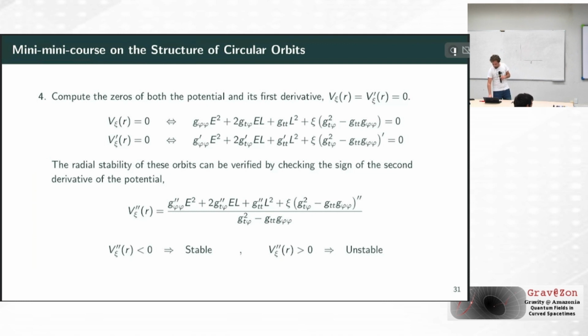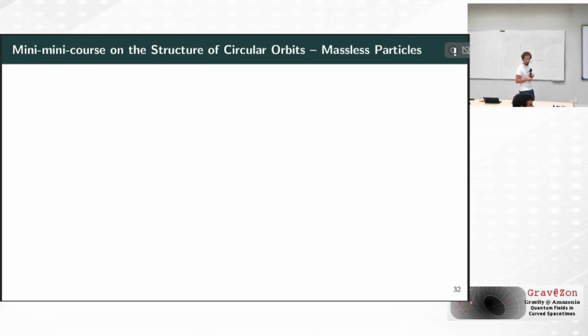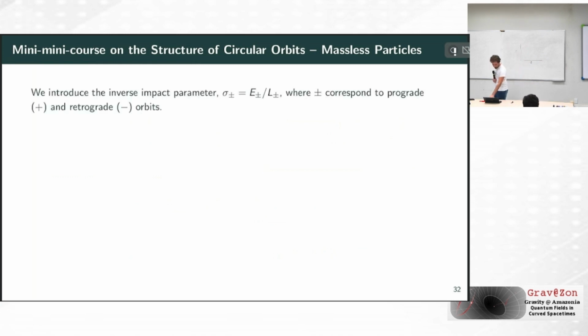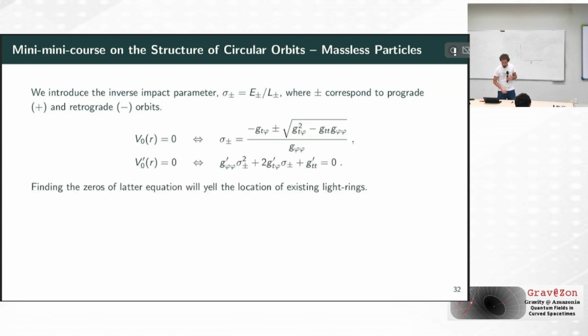So if you now fix that part, let's start with the massless case, so Xi equals 0. This is exactly the same as Pedro already mentioned. You'll get essentially the light rings. So you can start by introducing the inverse impact parameter, where this plus and minus corresponds to the prograde and retrograde orbits. Since there's rotation, there will be two types of orbits. The first equation gives you an analytical expression for the inverse impact parameter, and the second one will give you the radius of the light ring.